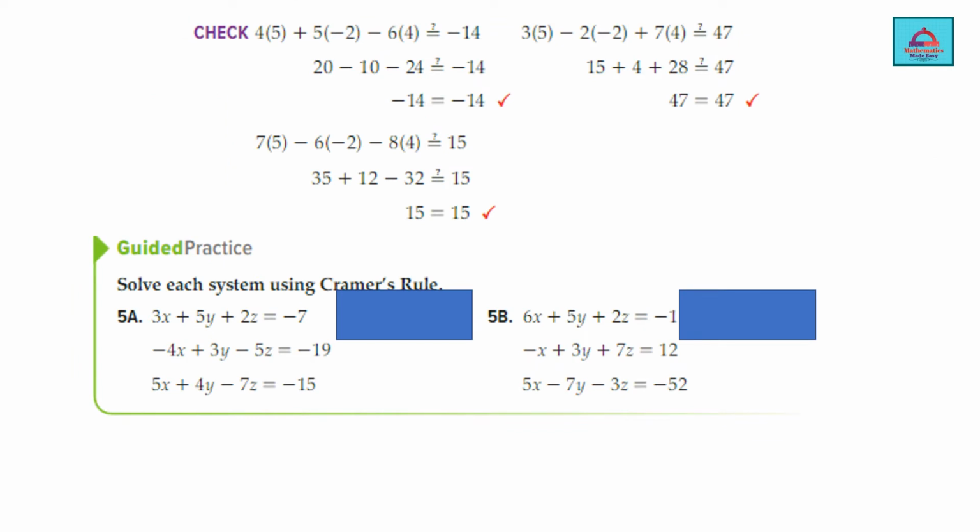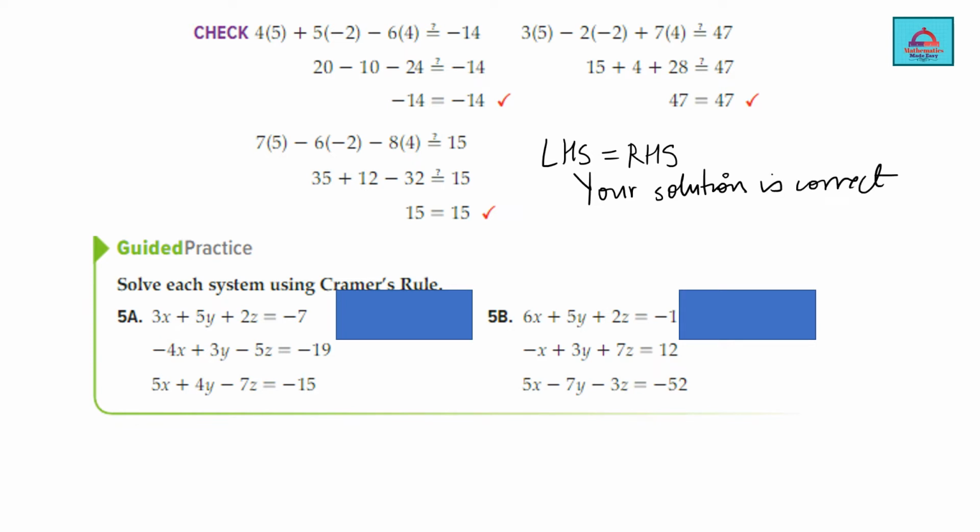Further, you may check your solution by substituting it in the three equations. If the left hand side is equal to the right hand side after putting in the solution you have got, that means your solution is correct. If not, there is some mistake, and you need to correct that.